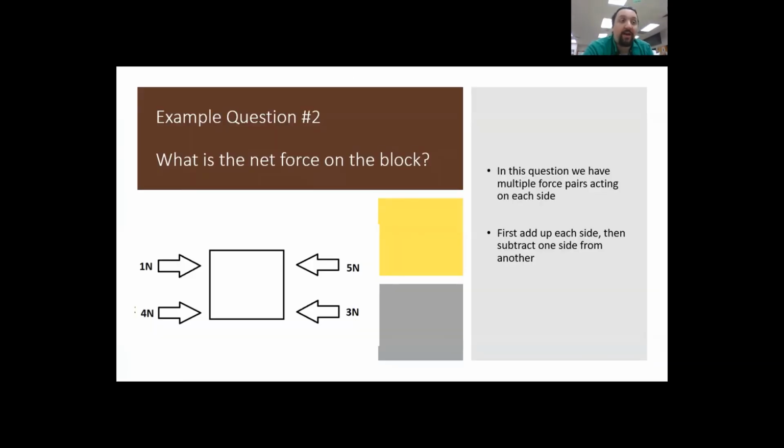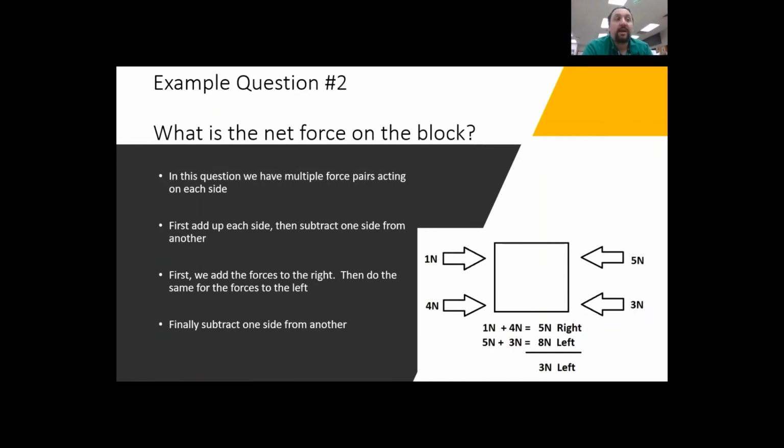Now, in this problem, we have multiple forces acting upon the same object. We have 1 newton and 4 newtons pushing to the right, while 5 newtons and 3 newtons are pushing to the left. Left side of 8 is bigger than 5. 8 minus 5 is 3 newtons. So our remaining force is 3 newtons to the left. Again, just add up the sides together, then subtract the smaller from the larger, and that's it.